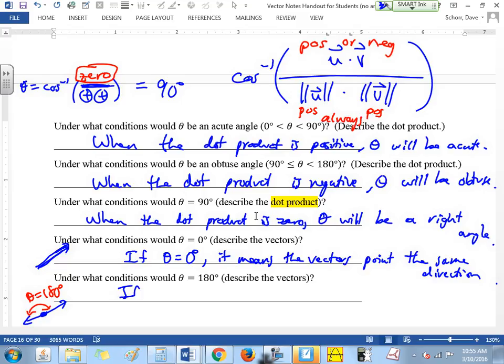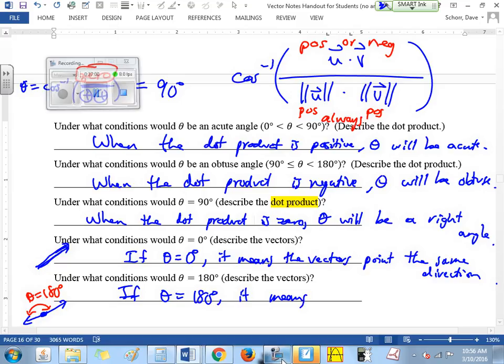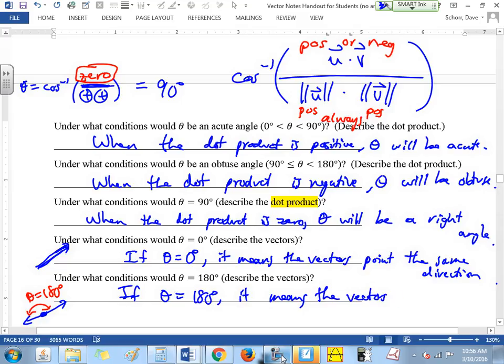And if theta equals 180 degrees, how would you describe the direction? It means the vectors are pointing what? Opposite directions, right. The vectors point in opposite directions.